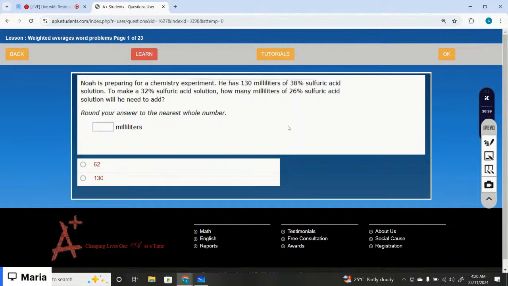Okay, so you have to see, to make 32% sulfuric acid, how many milliliters of 26% sulfuric acid solution will he need to add? Okay, so let's just start.